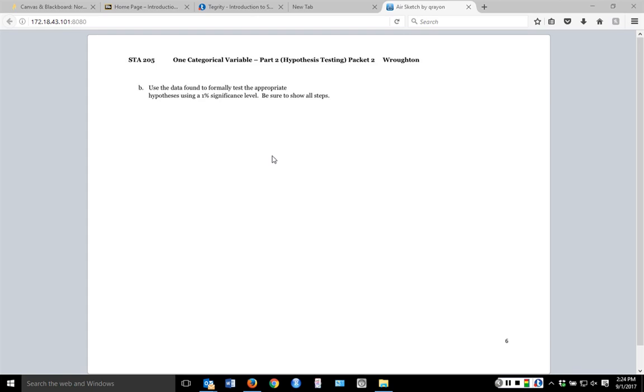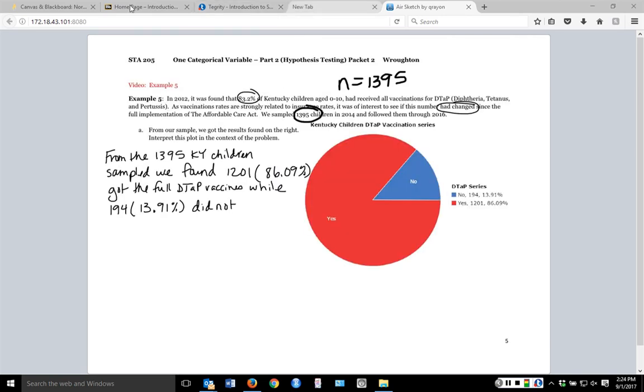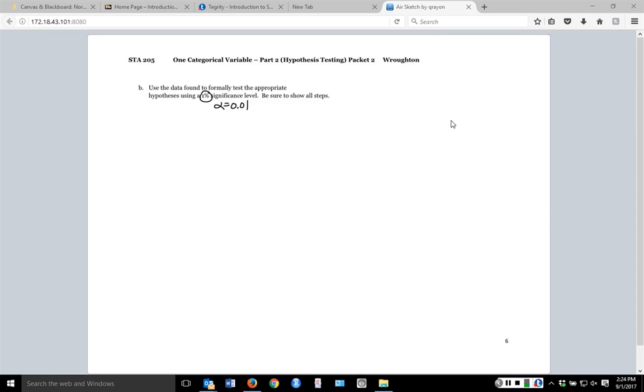Alright, so using our data, we're going to formally test the appropriate hypotheses using a 1% significance level. So here we're being given our alpha. Most of our other numbers we're going to use are up here, so we need our sample data, so we're going to need these. So keep in mind that this is telling me here that p hat is 0.8609, because that's from our sample what we actually found. We want to see if this number has changed, so all of this stuff is going to relate back here.